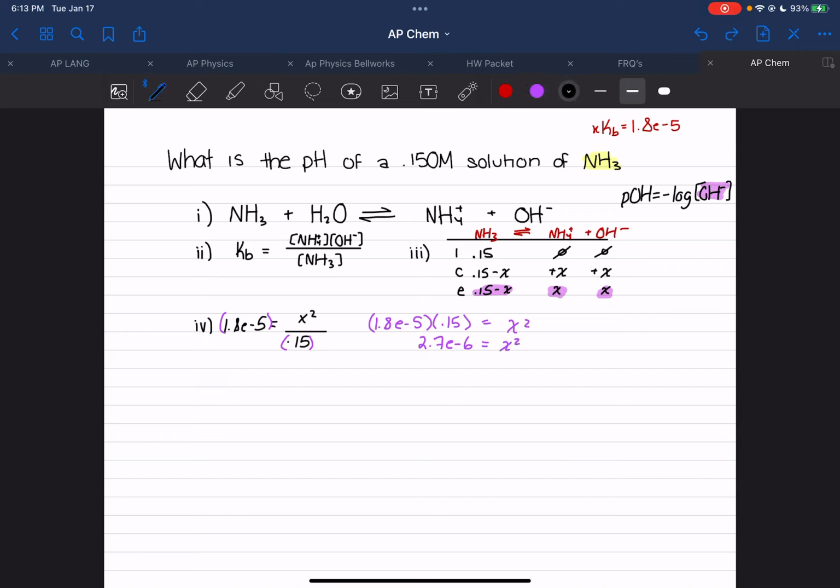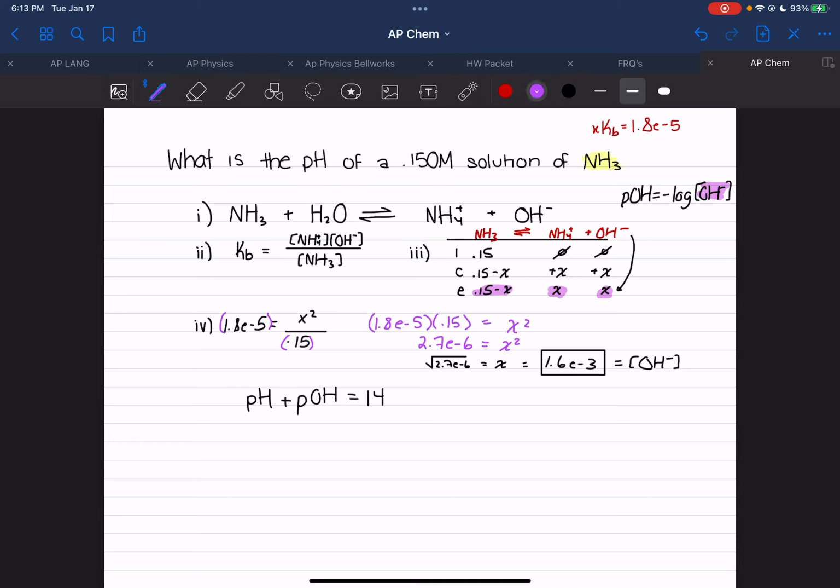We want X because X is equal to our concentration of OH, right? So we have to take the square root of both sides in order to solve for X. And once you take the square root of 2.7 e negative 6, your answer X is going to be equal to 1.6 e negative 3. You're not done yet, but this is the value of your concentration of the OH. Now, they're asking for the pOH, and we know that the relationship between pH and pOH is that they add up to 14.